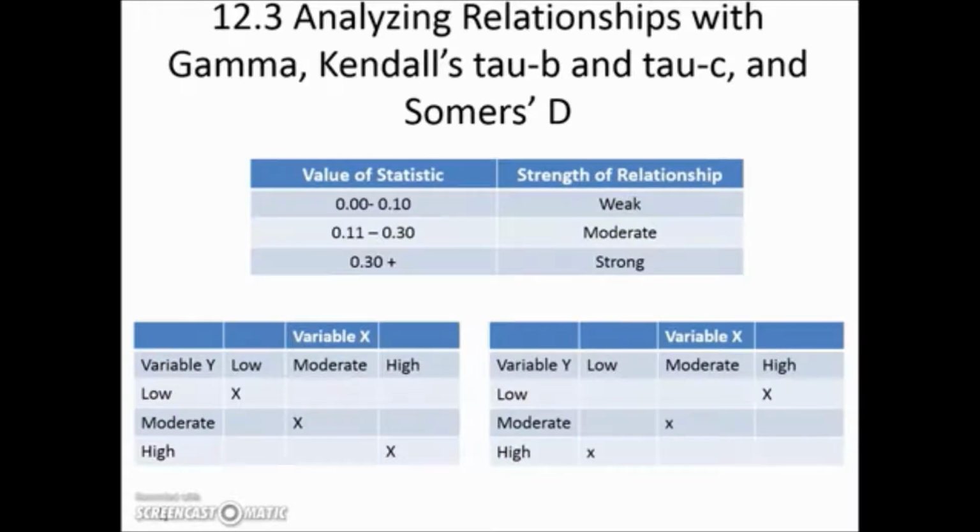Below are tables that represent the strength and direction of relationships, with the top table indicating the relationship between the value of ordinal level measures of association and the strength of relationship, the bottom left a generalized positive relationship, and the bottom right a generalized negative relationship.